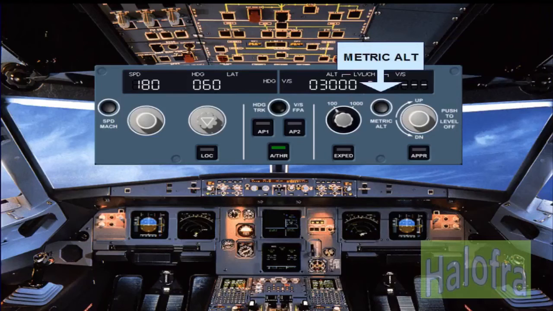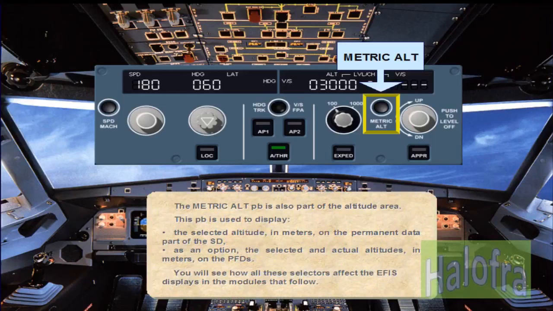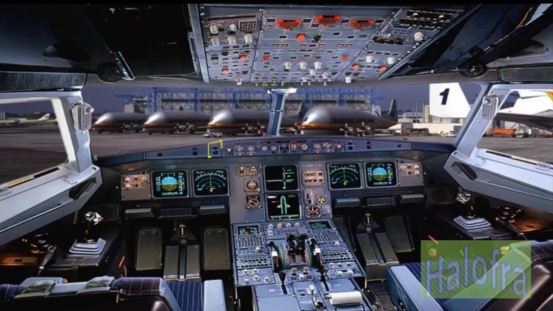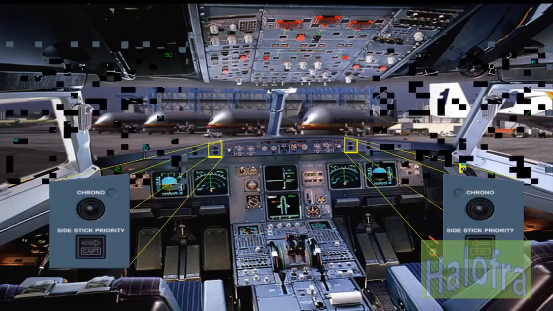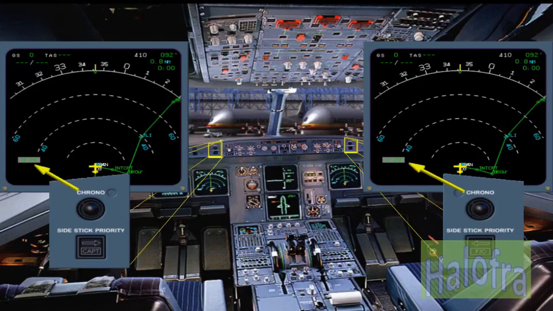The metric altitude push button is also part of the altitude area. This push button is used to display the selected altitude in meters on the permanent data part of the system display. As an option, the selected and actual altitudes are shown in meters on the PFDs. You will see how all these selectors affect the EFIS displays in the modules that follow. The 2 chrono push buttons located on the glare shield control the associated chronometer display on the NDs. The push buttons operate like a normal stopwatch.